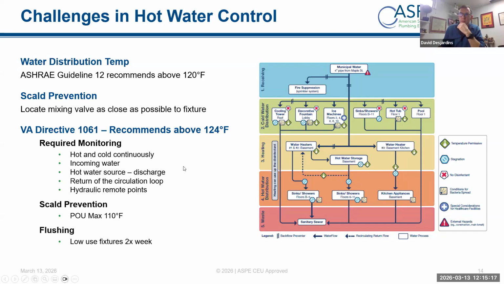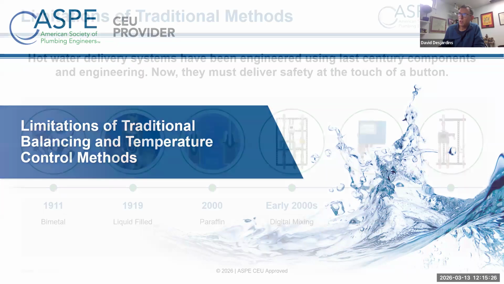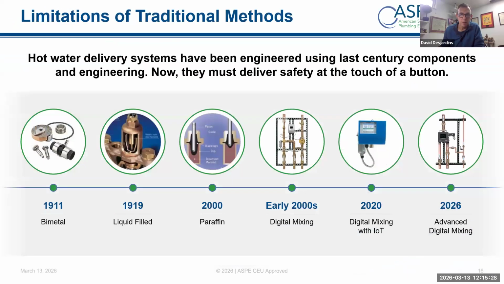So a couple things just to keep in mind. Now we'll start talking about technologies available to us. I'm going to talk about some of the traditional technologies used in both mixing and balancing. In all of these scenarios, maintaining a good distribution temperature and then balancing it so that it gets out to the entire structure of the building fast and efficiently is what we want to do.